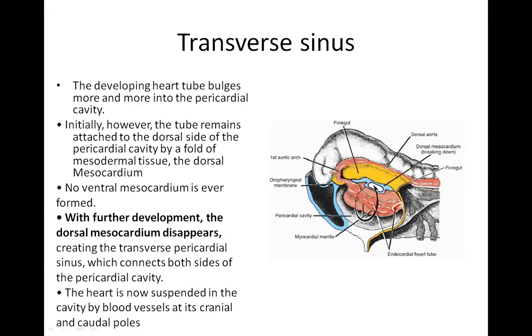So now the heart is suspended in the cavity only by the blood vessels, that is through the dorsal aorta and through the caudal end. So this is how, because of the absorption of the dorsal mesocardium, the transverse sinus is formed.